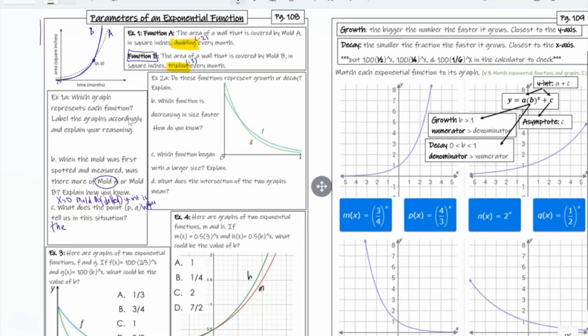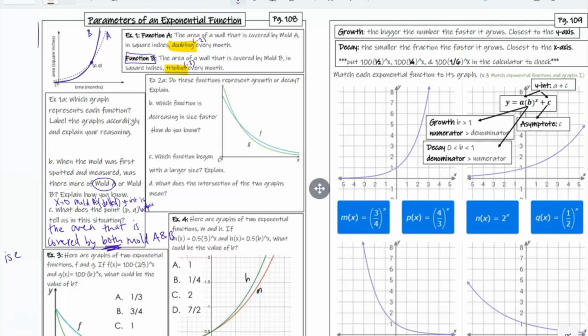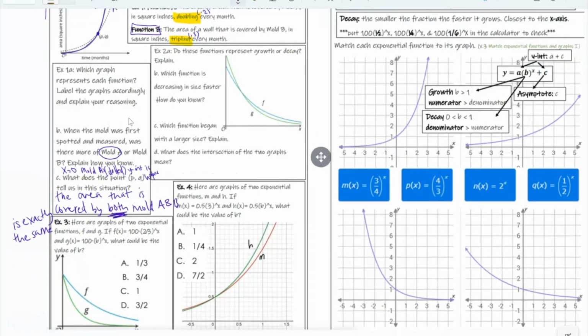What's it saying? The area that is covered by both, right? Both, because it's exactly the same, mold A and B, and you can just use the space right here, is exactly the same, or you can say is equal, exactly the same at time P.